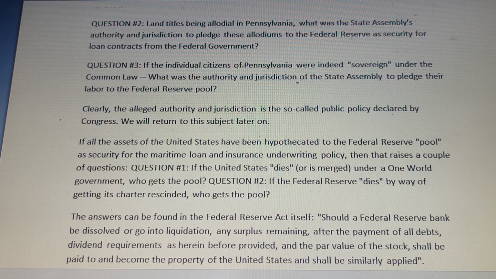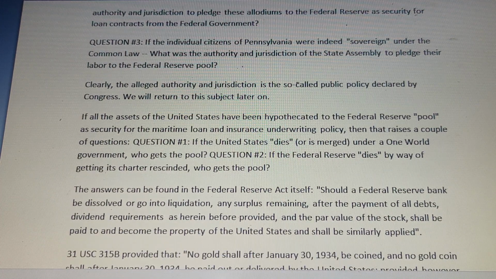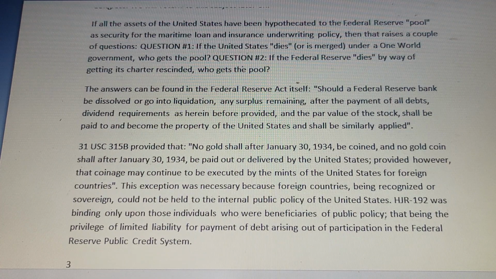If all the assets of the United States have been hypothecated to the Federal Reserve pool as security for the maritime loan and insurance underwriting policy, then that raises a couple of questions. Question number 1. If the United States dies or is merged under a one world government, who gets the pool? Question number 2. If the Federal Reserve dies by way of getting its charter rescinded, who gets the pool? The answer can be found in the Federal Reserve Act itself.